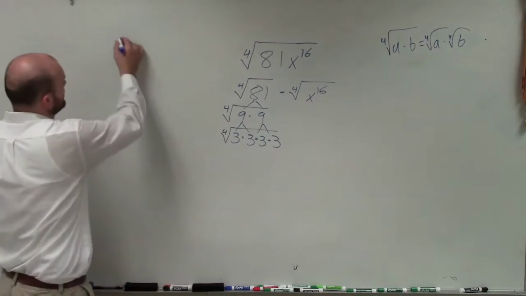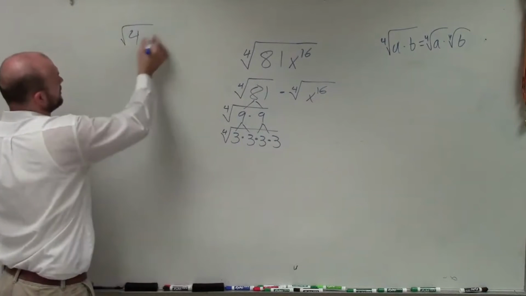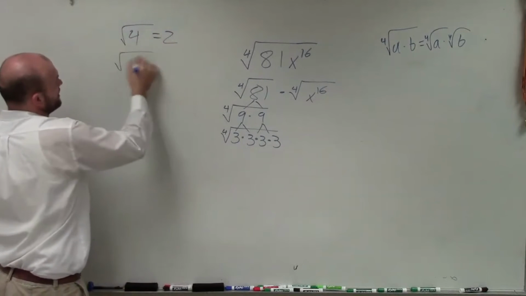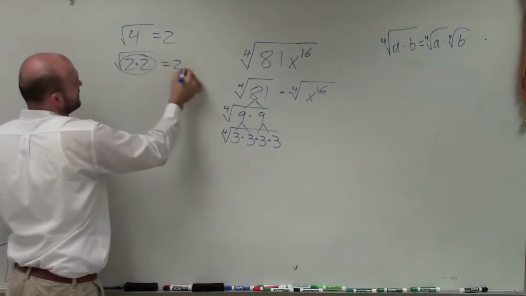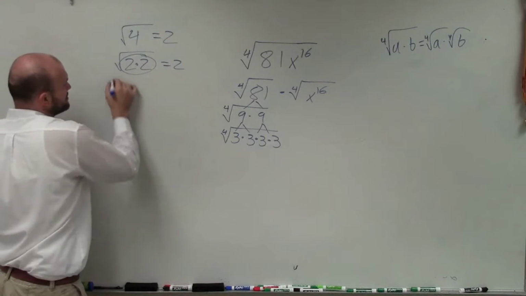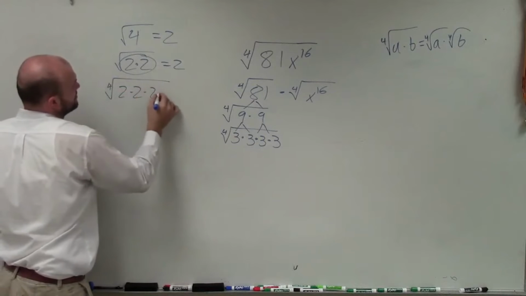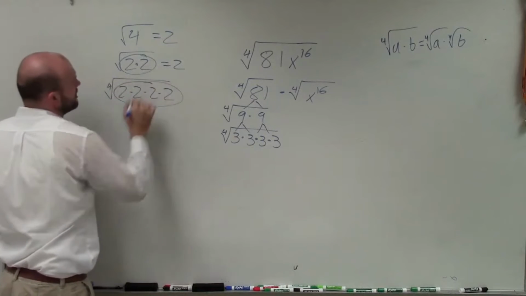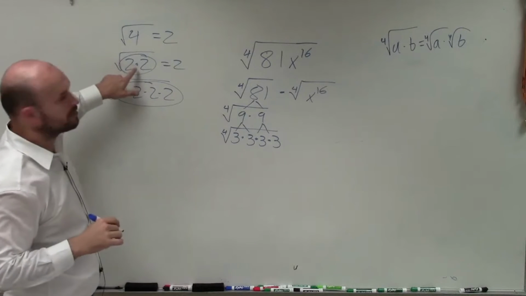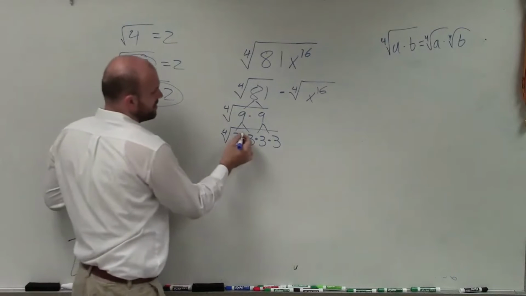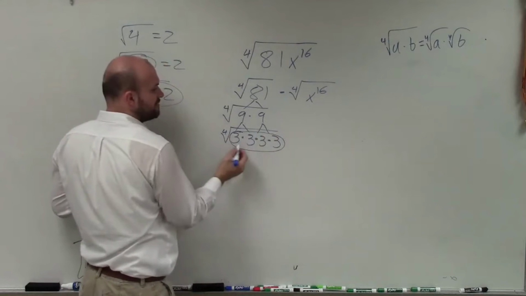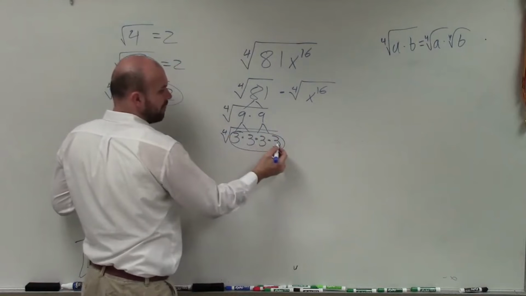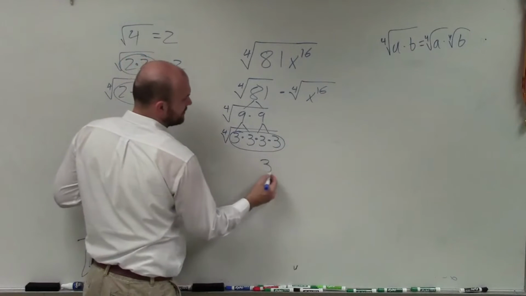Now, when taking the square root of a number, for instance 4, we know that's 2, but with square roots, you're looking for pairs of numbers to pull out. So when you're looking into the fourth root of 3 times 3 times 3 times 3, you're looking for 4 numbers that are the same. Just like with square root, you're looking for 2 numbers. Well, the number I'm multiplying by itself 4 times here is 3. So the fourth root of 3 multiplied by itself 4 times is just going to be 3.